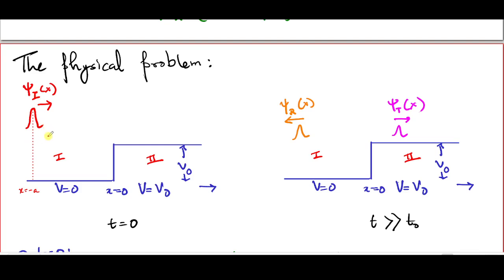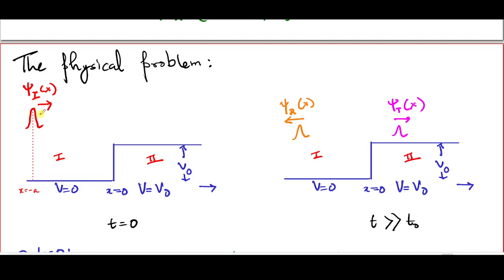Now, this wave packet is seen to be centered at x equal to minus a, and the packet is traveling towards the right, that is towards the barrier, with some mean speed. Of course, as you all know, the narrower this wave packet is in space, the wider will be its spread in momentum. That's the uncertainty principle.